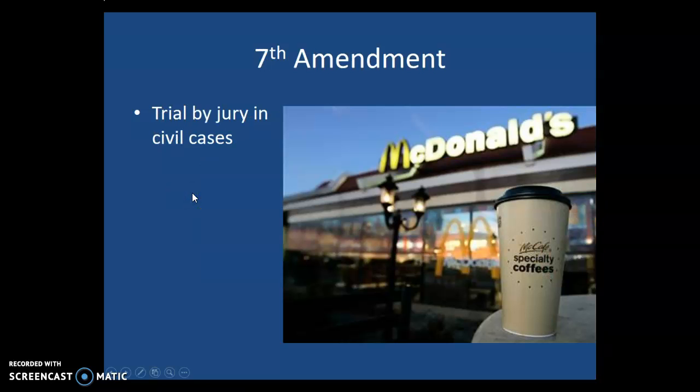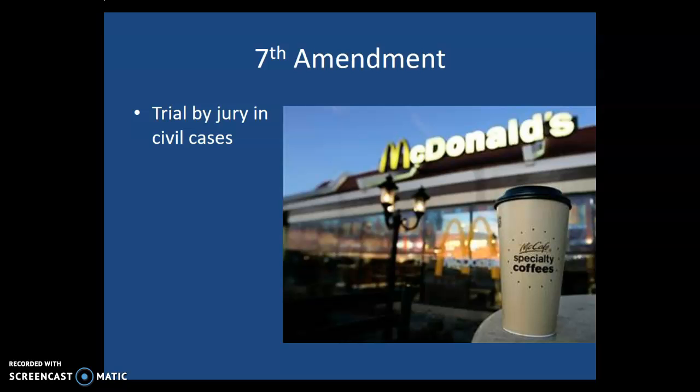The Seventh Amendment is quite similar to the Sixth, except this is your right to a trial by jury in civil cases. Criminal cases, of course, in the Sixth Amendment means that a law has been broken. In civil cases, no law was broken, but perhaps you feel you have been harmed by the actions or the negligence of someone else.